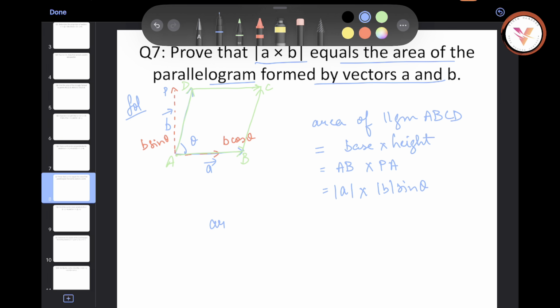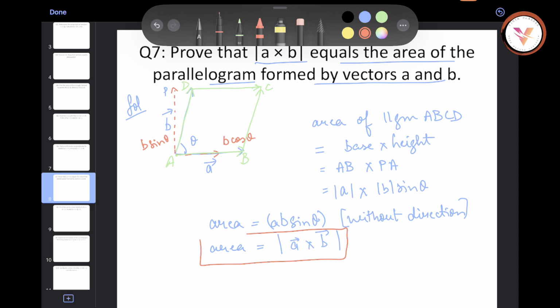And from here the area comes out to be AB sin theta without n cap, and that is what? A cross B, and it's without any direction. Without direction, that means it is the magnitude. So this is the magnitude. So area of parallelogram is calculated using the magnitude of A cross B.